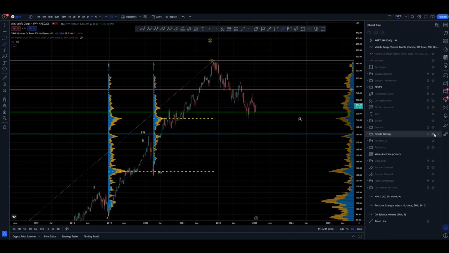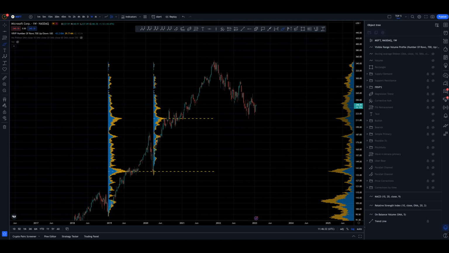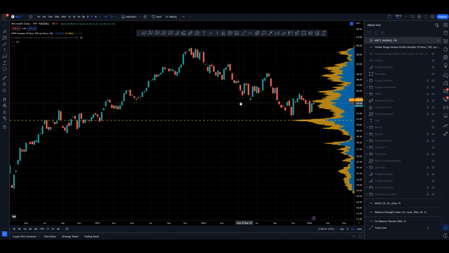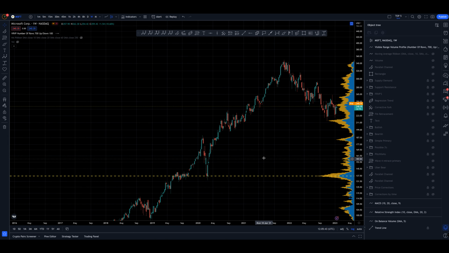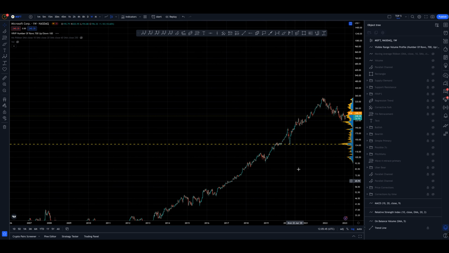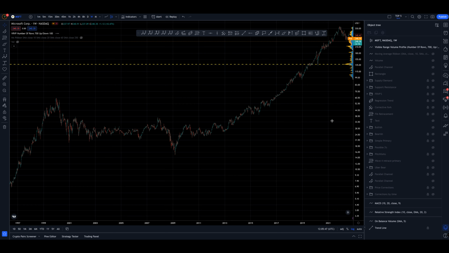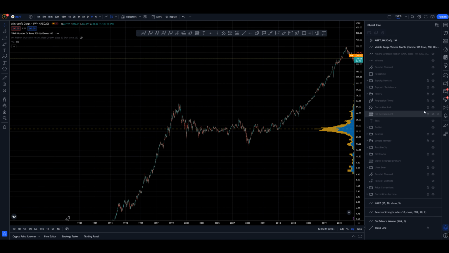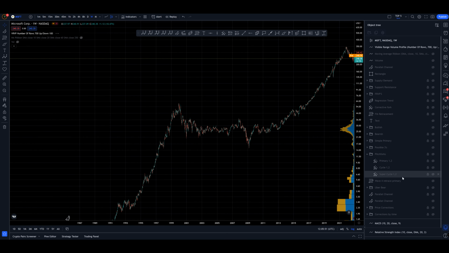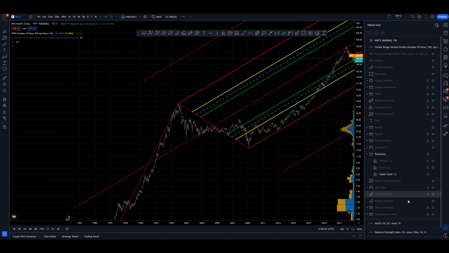So now let's come in and focus on the smaller time frame and how this thing looks and what we want to see going forward, and we'll look at the Elliott wave counts. Actually, before we come in and look at this smaller bit, because I don't want to forget it, let's just zoom out and have a look at that long-term pitchfork I spoke about, that long-term piece of geometry. So it's in that pitchfork folder, super cycle 1, 2.